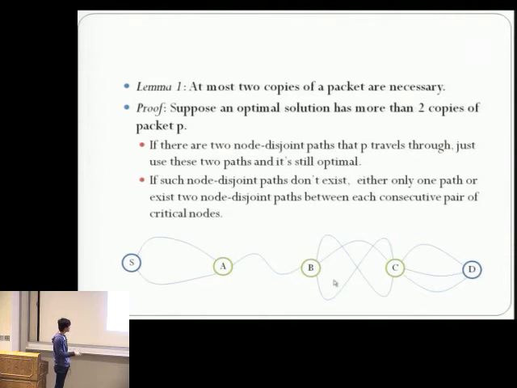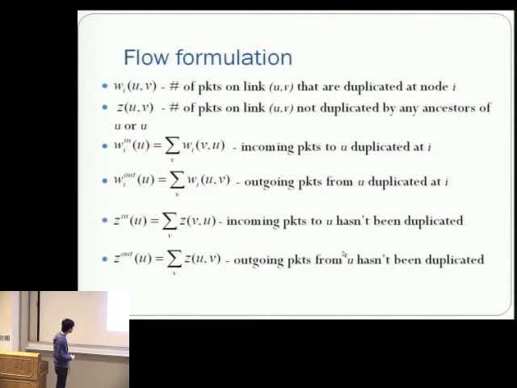Here, A, B, and C are the nodes that form a cut for this packet. There are 2 disjoint paths from S to A, 1 single path from A to B, and although you have 3 paths that intersect like this between B and C, we can always find 2 disjoint paths between them, and of course from C to D it is the same. And then we can come up with a flow formulation of this scheme.